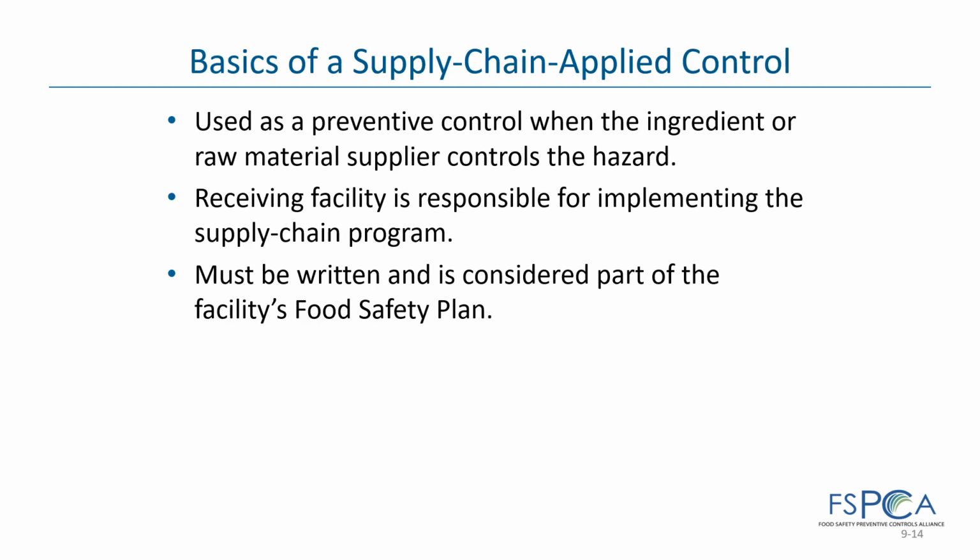Now that we have an idea of who the players are in this supply chain program, we're going to talk about some of the requirements and what a supply chain applied control looks like. The basics here are that these are used as a preventive control when the ingredient or raw material is controlled by the supplier. The receiving facility is still responsible for implementing this supply chain program and this supply chain applied control. And there are certain things they are going to have to do to make sure that supplier is actually controlling the hazard. And as usual, since this is part of the food safety plan, it has to be written down.